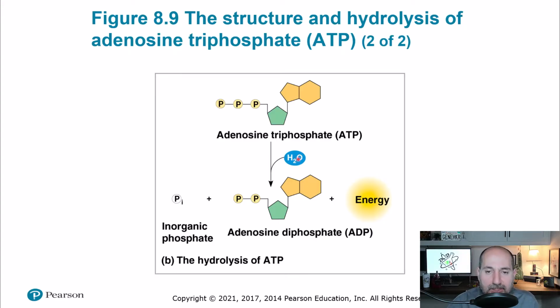So because these phosphate groups are connected to that organic molecule, these are known as organic phosphates. However, upon hydrolysis, this phosphate group, remember, it's comprised of only a phosphorus and 4 oxygens, right? So it is no longer connected to any carbons or hydrogens. So it is called inorganic phosphate.